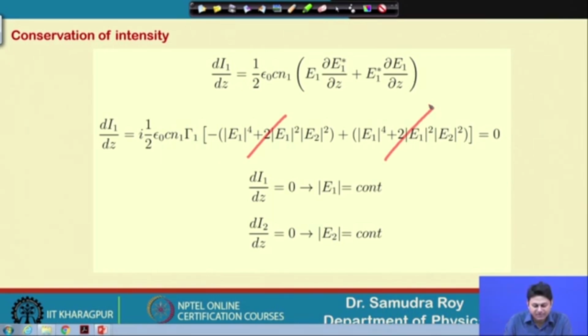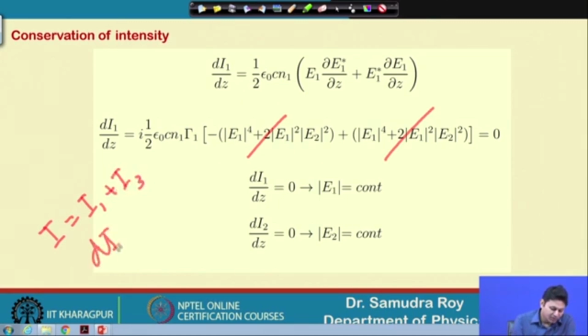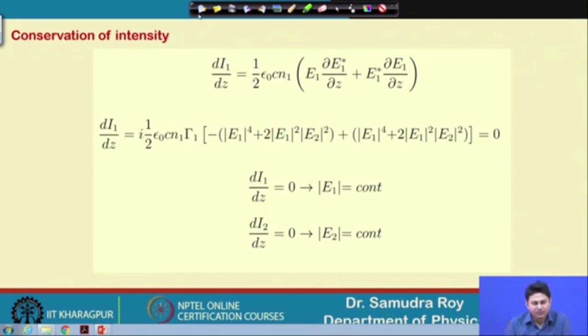That is interesting. In the previous calculation for third harmonic and second harmonic, if you remember, the total intensity was given by the fundamental wave plus, say, the third harmonic wave, and the total intensity was conserved in the system. This was 0. But for self phase modulation or cross phase modulation, what we find is that the individual intensity will remain conserved. That means that the amplitudes of the fields will not change.